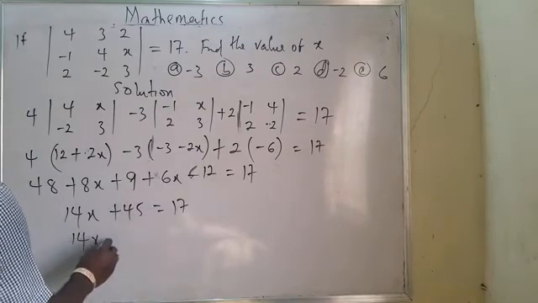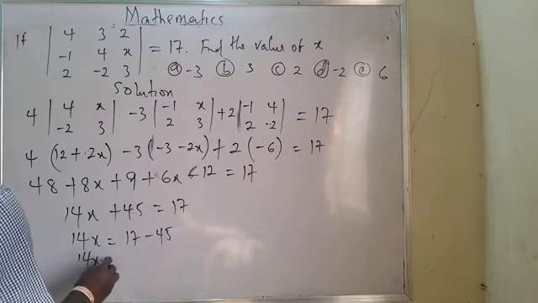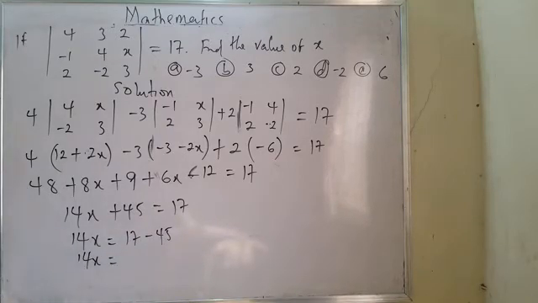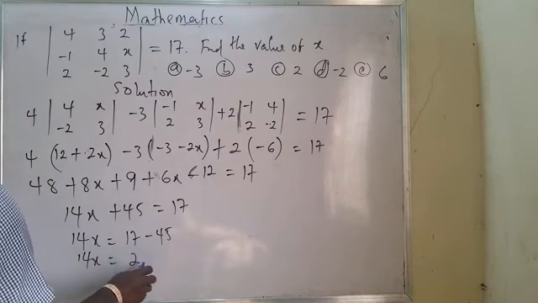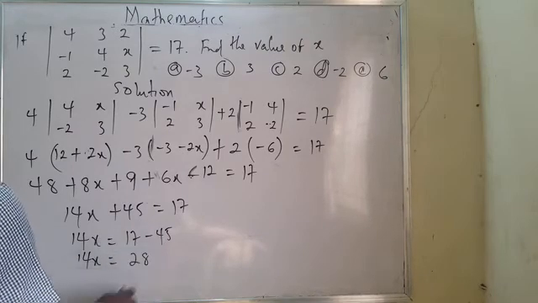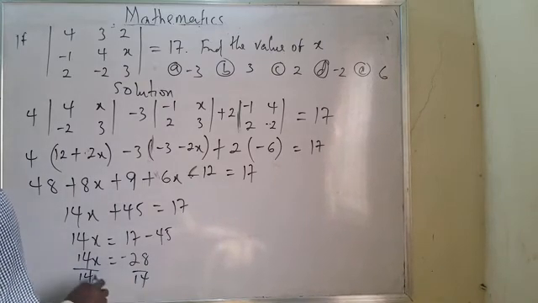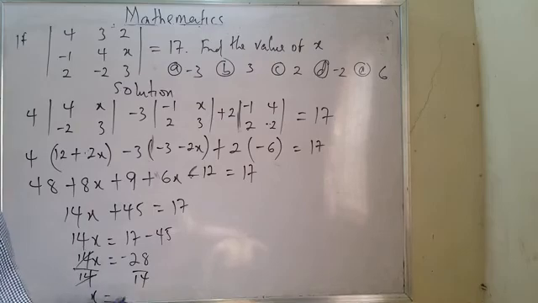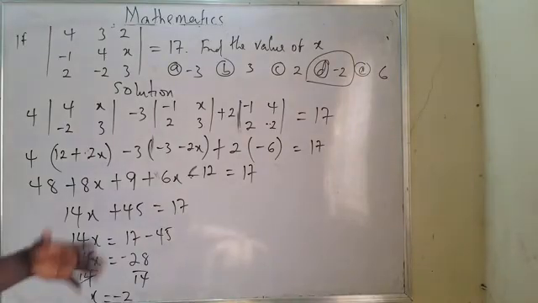It means 14x equals 17 minus 45. It means 14x equals minus 28. Divide both sides by 14, which I will have x equals minus 2. It means my option is D. My option is D. Now, I'll be stopping here.